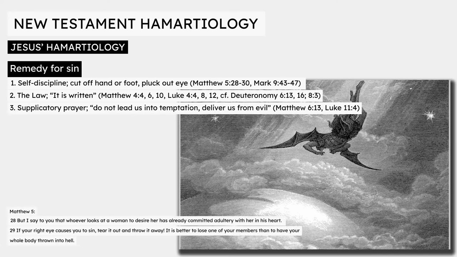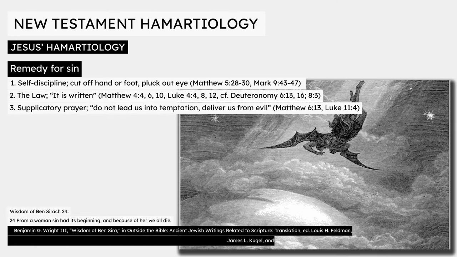Significantly, one of Jesus' sayings in these passages has a strong parallel with an earlier Second Temple period passage. In Matthew 5:28-29, Jesus says, "But I say to you that whoever looks at a woman to desire her has already committed adultery with her in his heart. If your right eye causes you to sin, tear it out and throw it away. It is better to lose one of your members than to have your whole body thrown into hell." This is quite similar to Wisdom of Sirach 9:8, which says, "Turn away your eyes from a shapely woman, and do not look intently at beauty belonging to another. Many have been misled by a woman's beauty, and by it a passion is kindled like a fire."